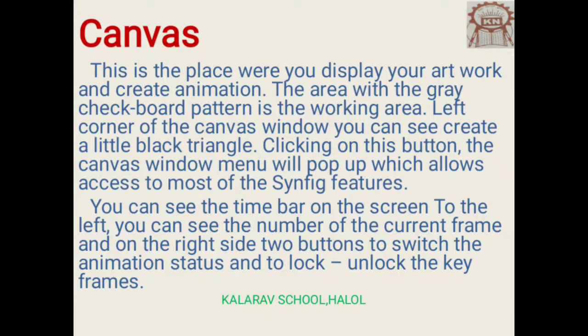Means canvas is used just like your drawing area. It is displayed with a gray checkerboard. At the left top corner, it displays a black triangle button. That is the current button, which allows access to most of the Synfig features. You can see the time bar on the screen. It displays the number of the current frame on the left, and the switch animation and unlock keyframe buttons on the right side.